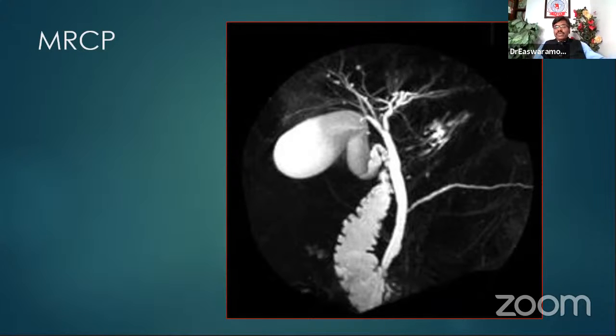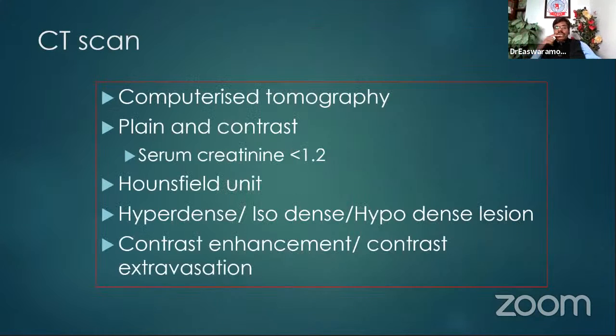MRCP is not a degree, you get it from UK. It is an investigation we do day in and day out for any disease of the biliary pancreatic disorders in a non-invasive way using an MRI, magnetic resonance imaging. Okay. Coming quickly to a quick word about the CT scan.